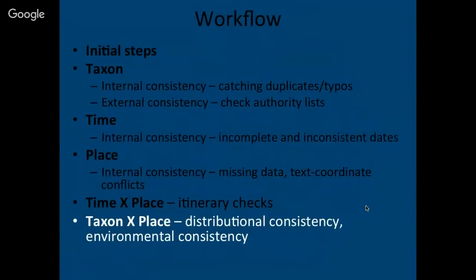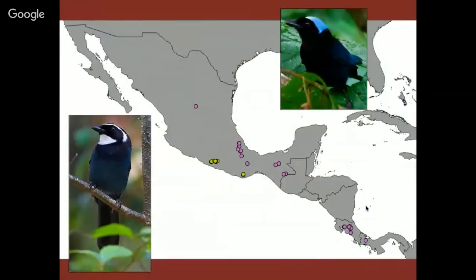Let's look at another set of external consistency questions. Let's now cross time and taxon and place. So we're going to look at two of my favorite birds in the world. These are jays in the genus Cyanolyca. You can see they are beautiful. One is in eastern Mexico and Central America, and the other is in western Mexico.